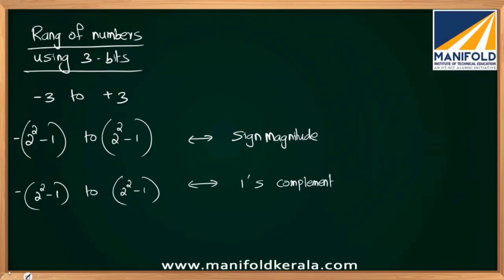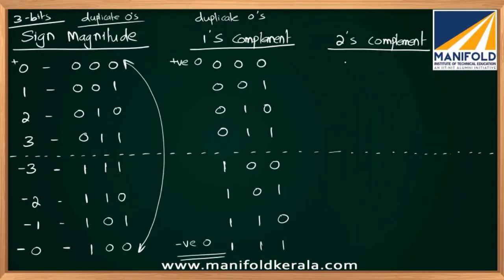Now coming back, what about twos complement? What is the rule for twos complement representation? Again, please understand, for positive numbers there is no difference. Whatever you were representing using sign magnitude, exactly the same expression. Zero is represented as 000, one is 001. There is no difference for the positive numbers, up to three. In sign magnitude, ones complement or twos complement, there is absolutely no difference in the representation.